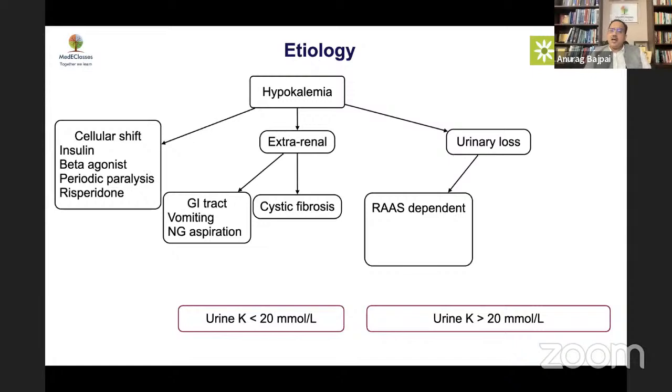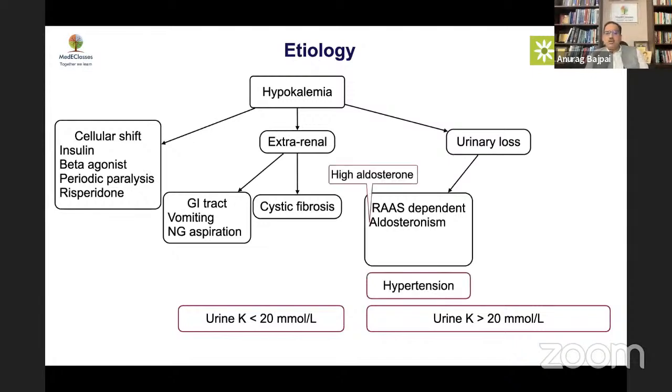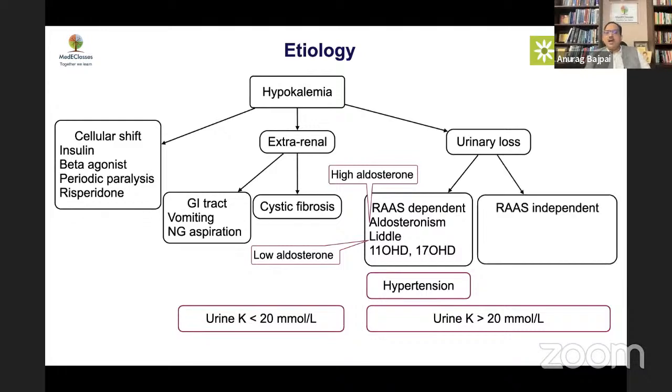This could be a RAS-dependent process with hypertension, including aldosteronism, in which aldosterone levels will be high, Liddle syndrome, which is basically epithelial sodium channel activation, or apparent mineralocorticoid excess variants in which you have got increased mineralocorticoid activity. These are associated with low levels of aldosterone. Finally, you may have a scenario which is RAS independent, which includes tubulopathy, which is associated with alkalosis, and renal tubular acidosis, which is associated with acidosis.